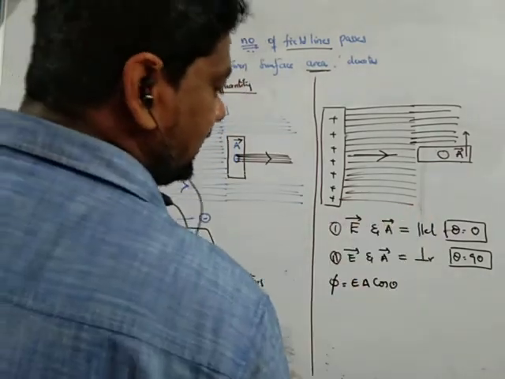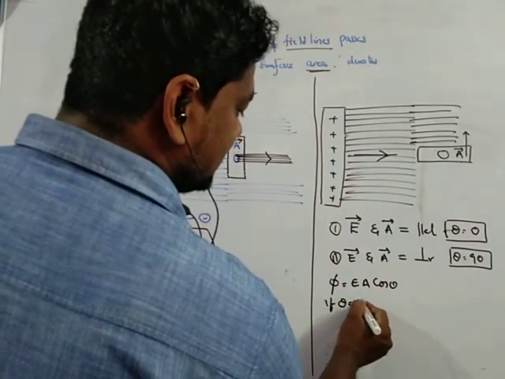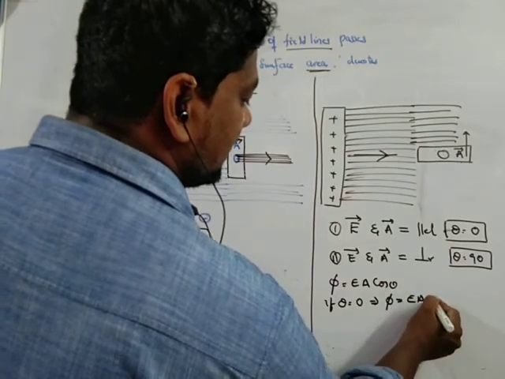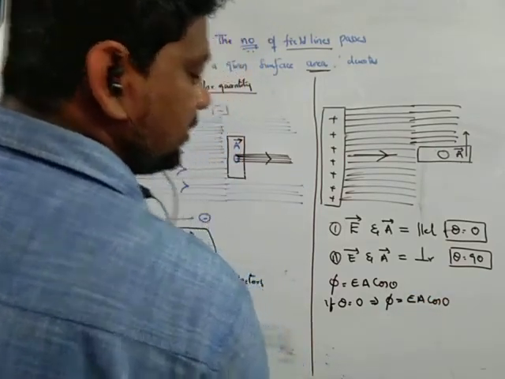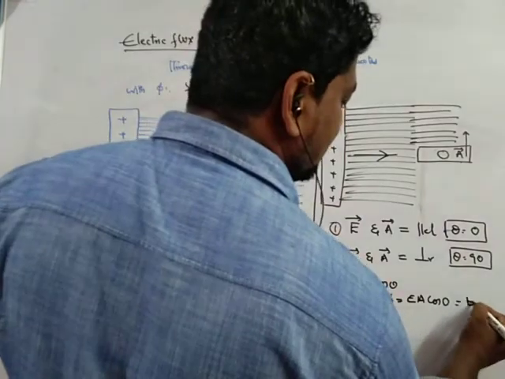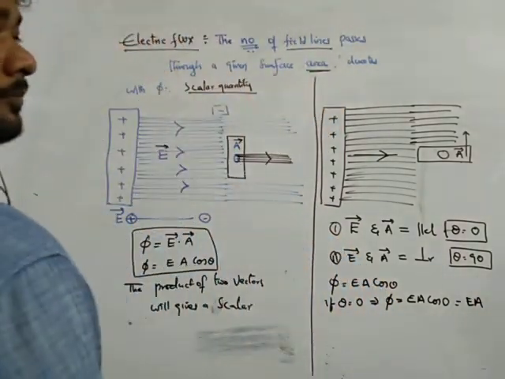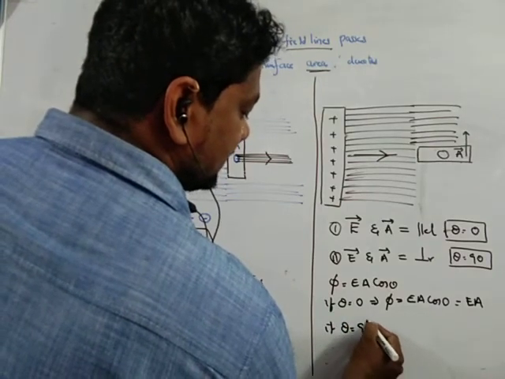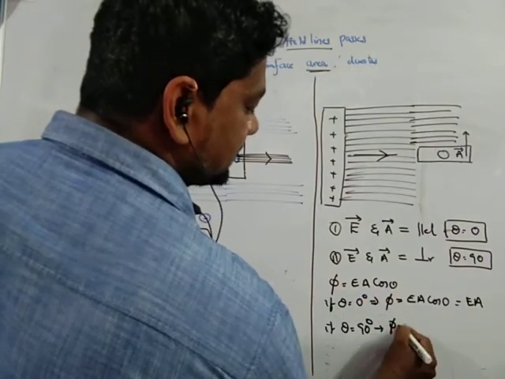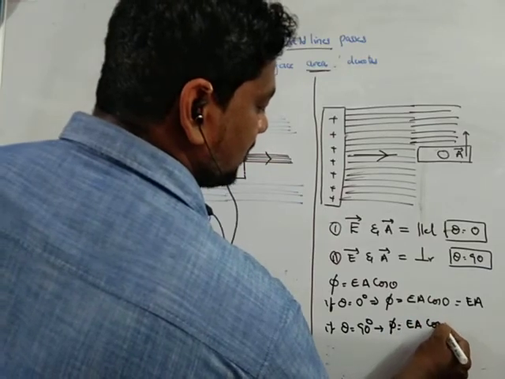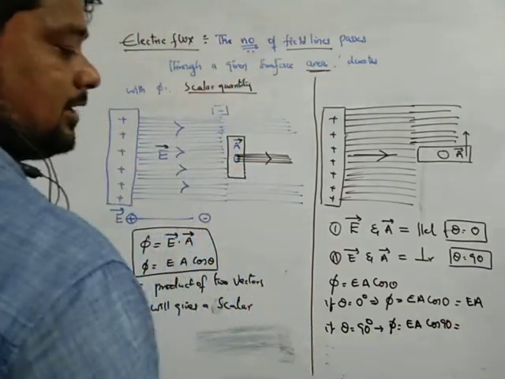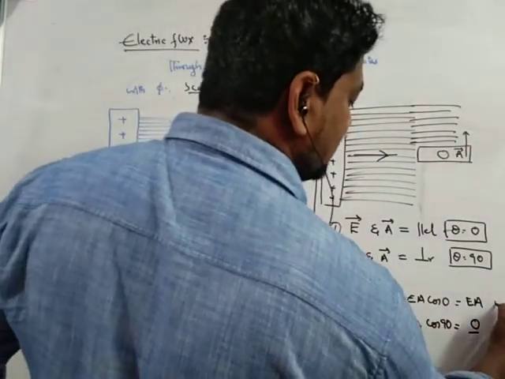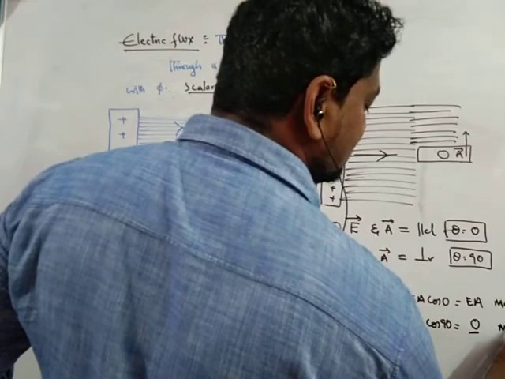Suppose theta is equal to 0, which implies flux is equal to EA cos 0. Cos 0 is equal to 1. We get the number of field lines out. If theta is equal to 90 degrees, then flux is equal to EA cos 90. Cos 90 is equal to 0, so the output will become 0. So when theta is equal to 0, the flux will be a maximum, and this will be a minimum.